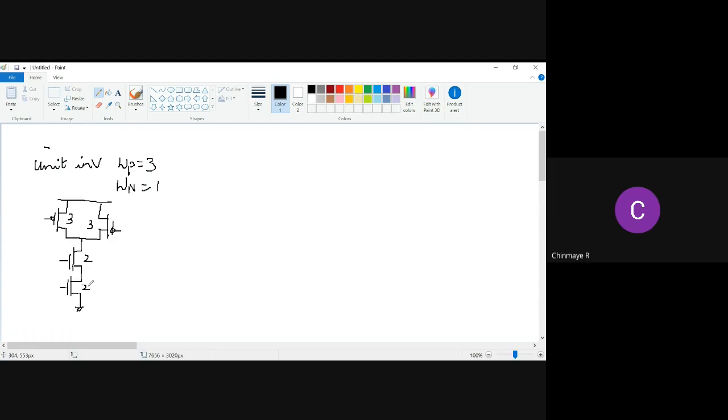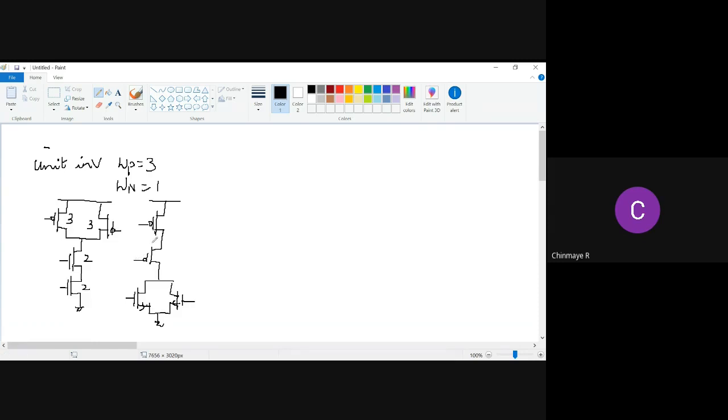Okay, so now suppose I have WP by WN as 4:1. Then, 4 and 2. Okay, so PMOS transistor size will be 4, while the NMOS transistor size will be 2. Right? Okay, now can you size a 2-input NOR gate? 2-input NOR gate when WP by WN is 3:1. PMOS will be 6 and NMOS will be 1, ma'am. Okay.